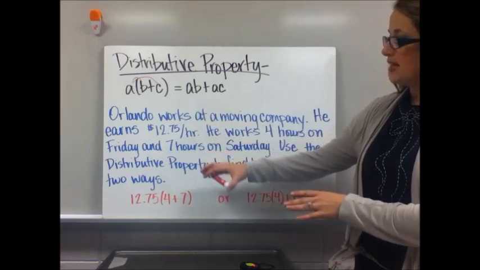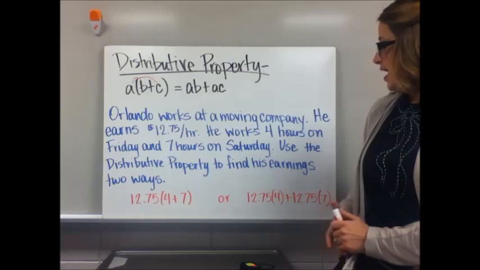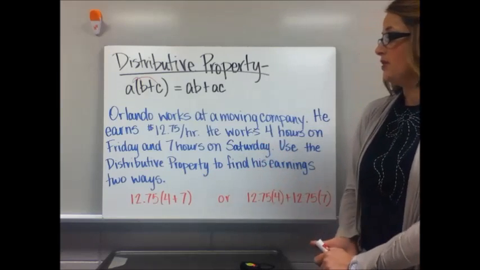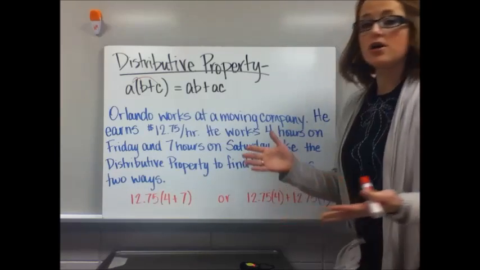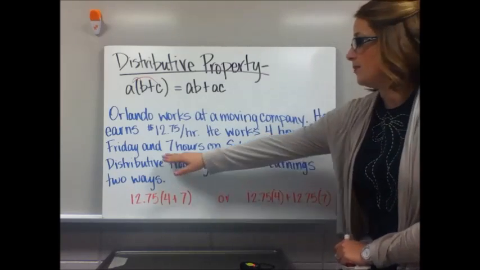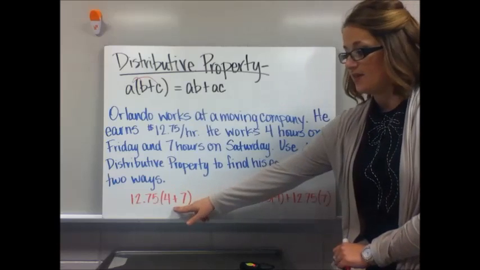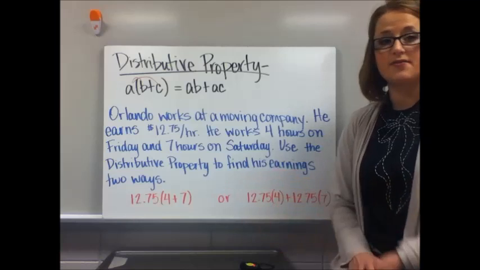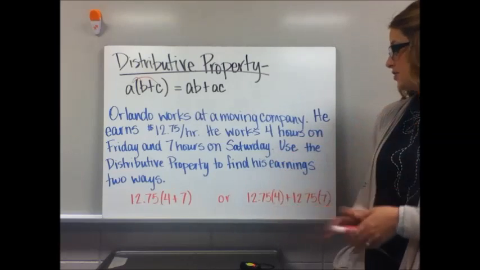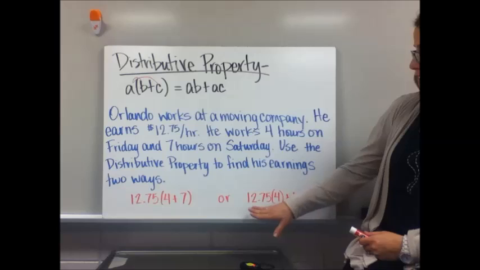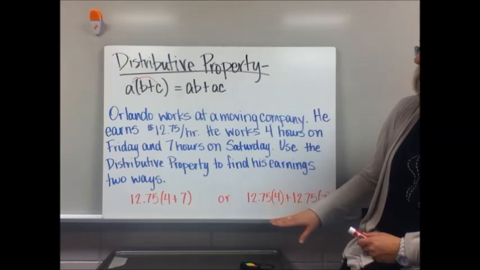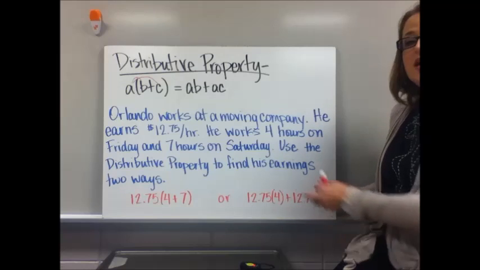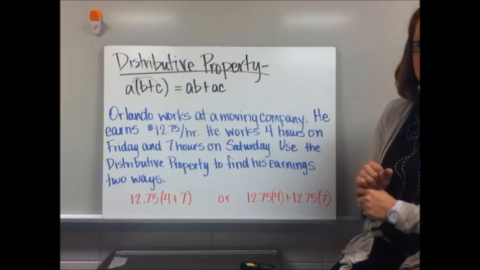And if I were to just present this question to a class and I didn't even say the word distributive property, I would see two different ways that students do this. Some students will say, well, he worked a total of 11 hours. They add 4 and 7, they get 11, and then they multiply 11 times 12.75, and that certainly is a fine way to do that. Other students might say, well, on Friday he earned $12.75 times 4, and then on Saturday he worked 7 hours, so I multiply $12.75 times 7. You get how much he earned on each day and then add it together.